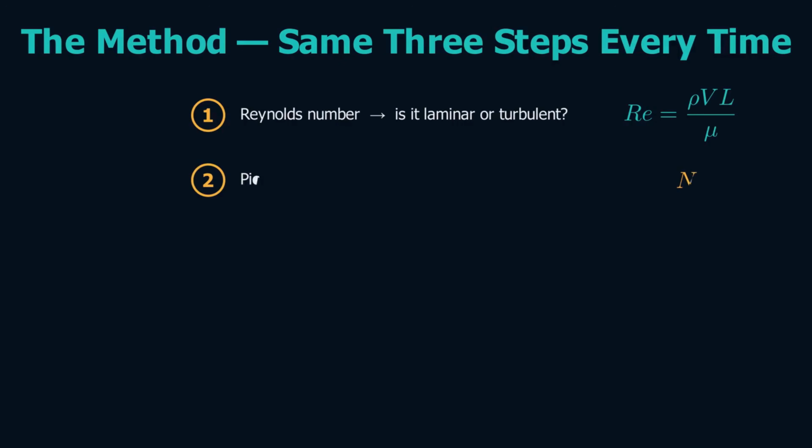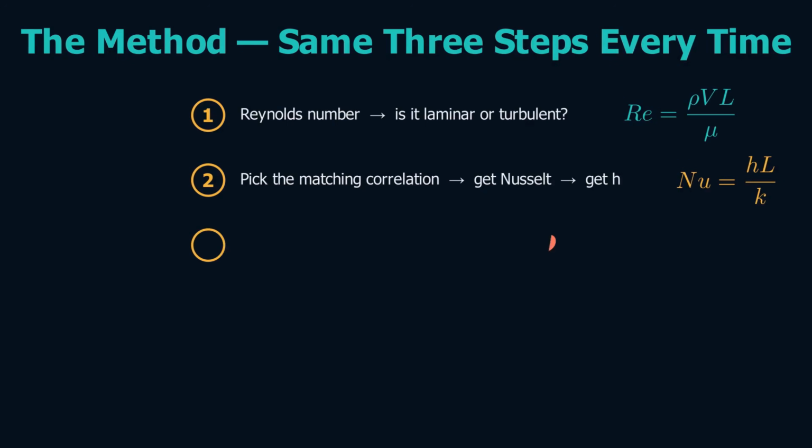Step 2, choose the experimental correlation that fits your geometry and regime. It hands you the Nusselt number, the dimensionless coefficient, and rearranging gives H equals Nu times k over the length. Step 3, put H back into Newton's law of cooling and read off the heat rate. Now watch the same three steps run on two very different problems.